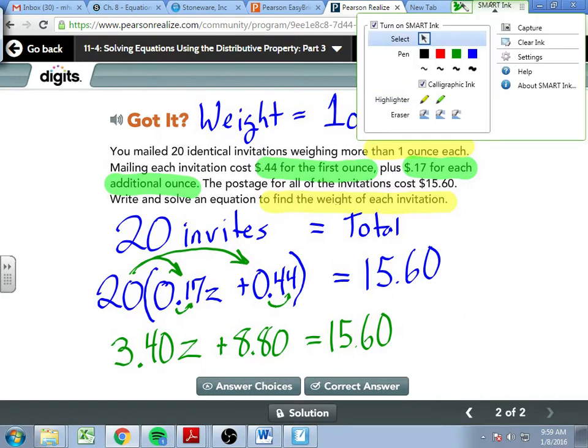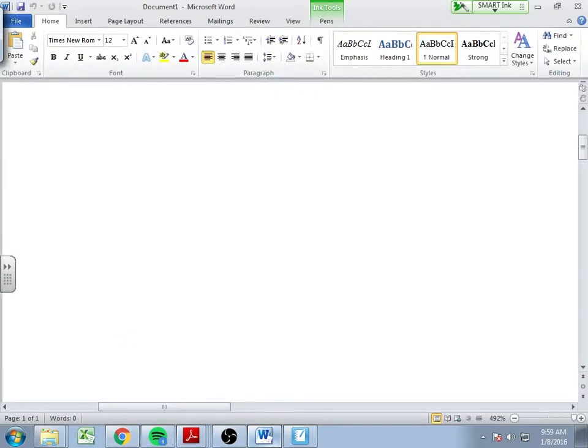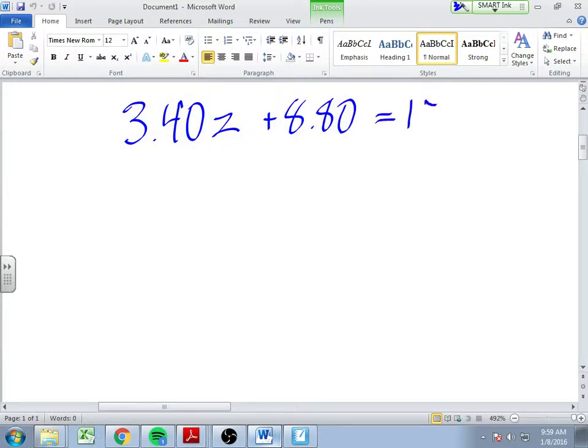Now I'm going to capture this to put it up on the screen, and then I am actually going to pull up this to work from so I have some more space. Yes. So we have 3.40z plus 880 equals 1560. Now I want to challenge you, because this is a got it, finish solving this and figure out the total weight of the invites. There is a trap door. Do not fall in.